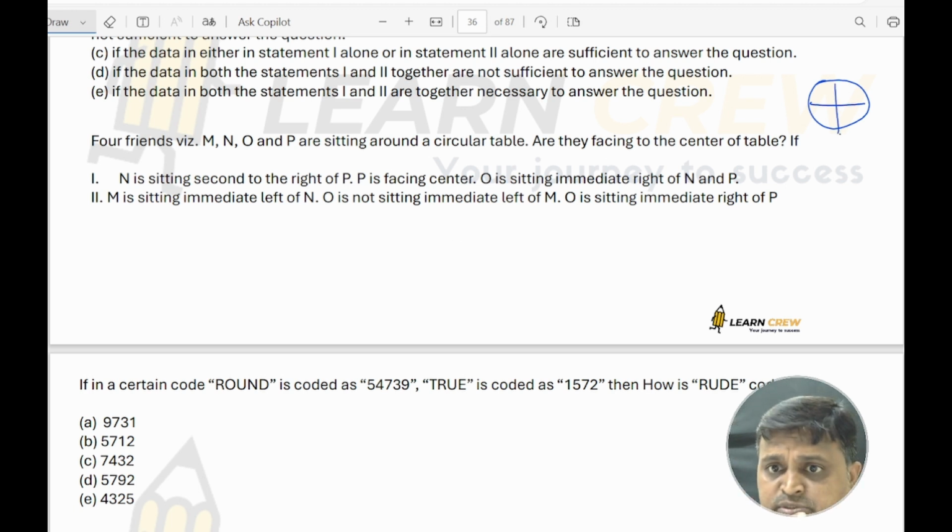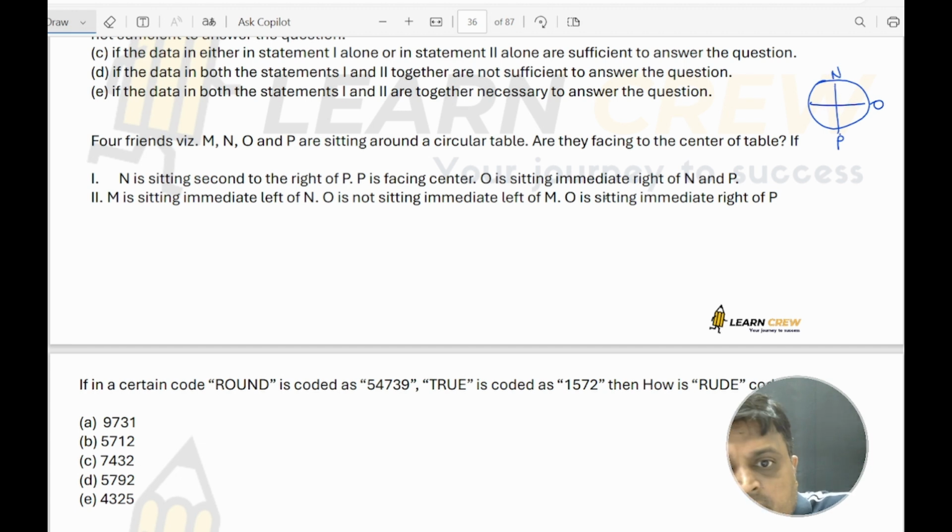Okay, are they facing the center of the table? If N is sitting second to the right of P, and P is facing the center, then N will be here. N is second to the right of P. O is sitting right of N and P.